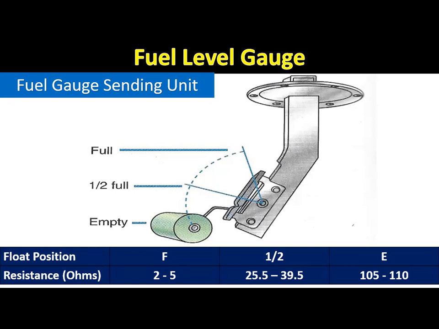The fuel sending unit that is connected between the empty and full coils on a balancing coil fuel gauge operates the opposite way compared to the sending unit for a bimetallic gauge. The sending unit for this type of balancing coil gauge has high resistance when the fuel level in the tank is high.